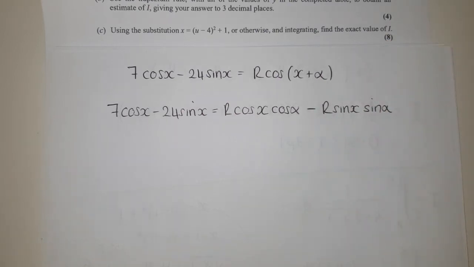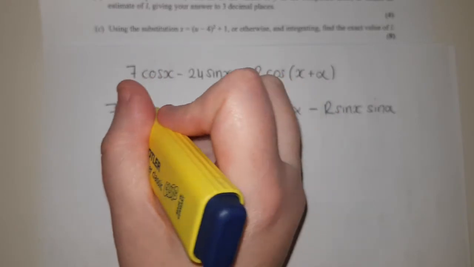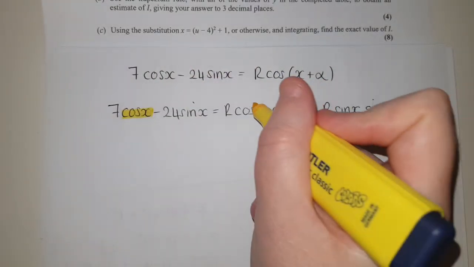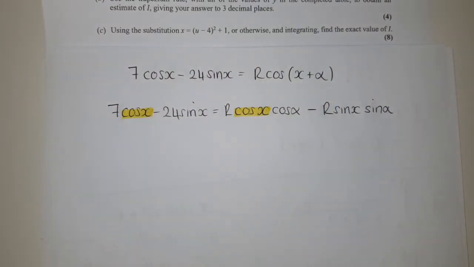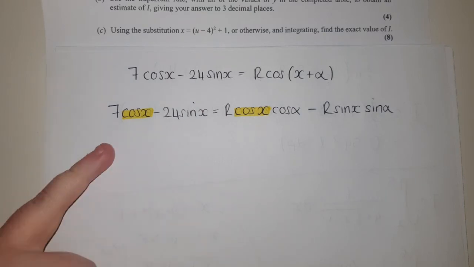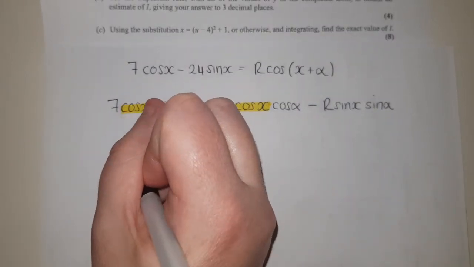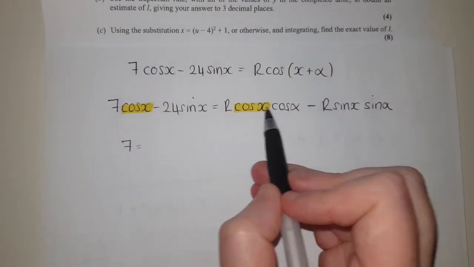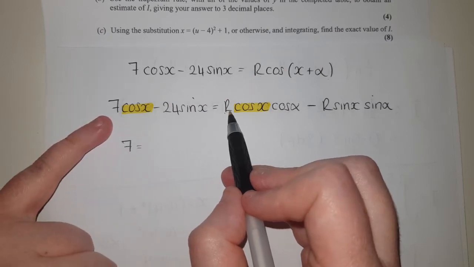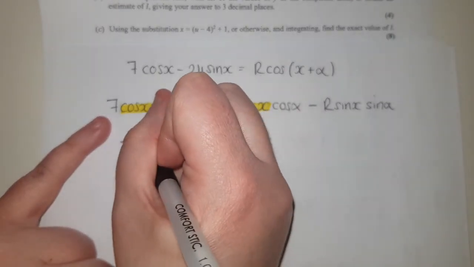Okay, now I will do this with a highlighter because I know some people have struggled with this in the past. All you're doing is matching up coefficients on both sides. So if I look at the coefficients for cos x, the cos x on this side just has a 7. Cos x on this side means that that 7 has to be created from r cos alpha.